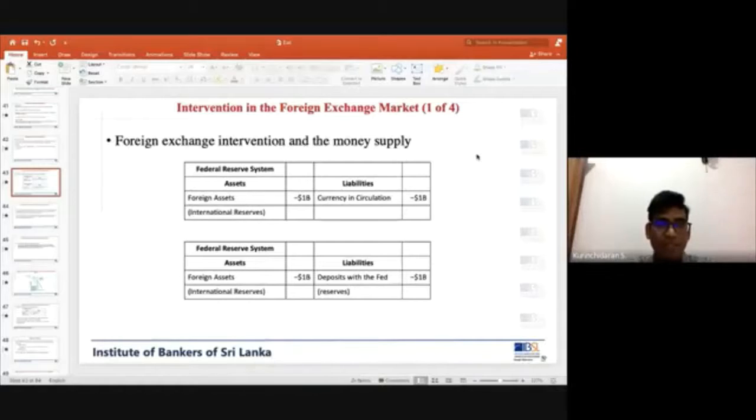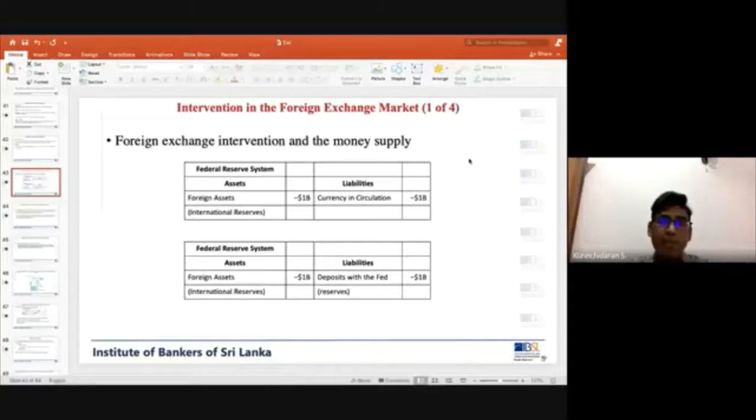I have given you here to see. Let's assume a very simple balance sheet of a central bank, right? Just assume a balance sheet, a kind of T account. As usual, we talk about debit and credits. It's in that way. And you can see on the left side the assets of the central bank, and on the right side its liabilities.